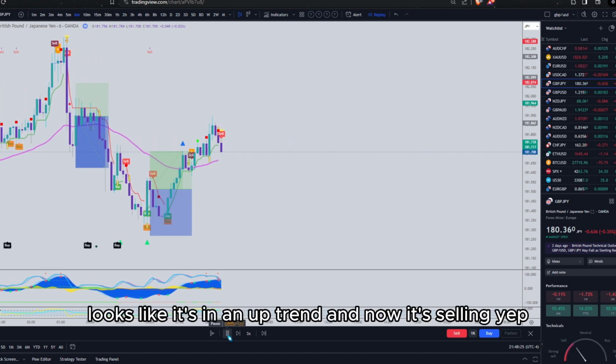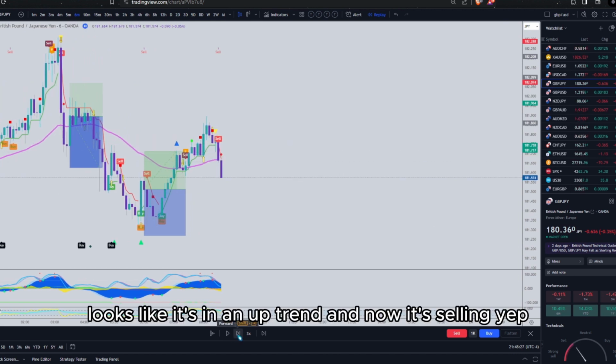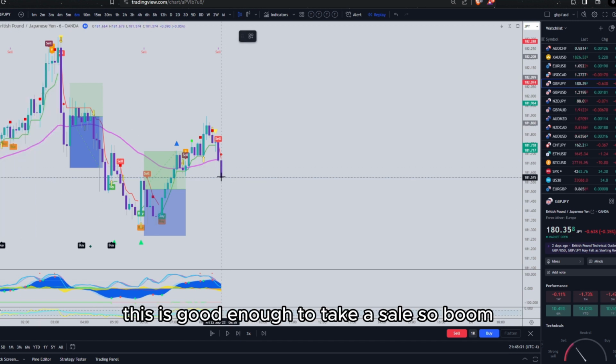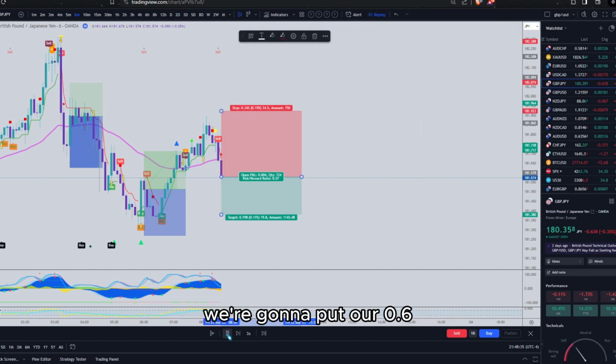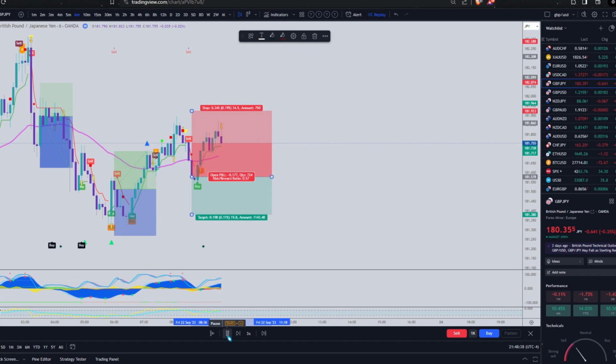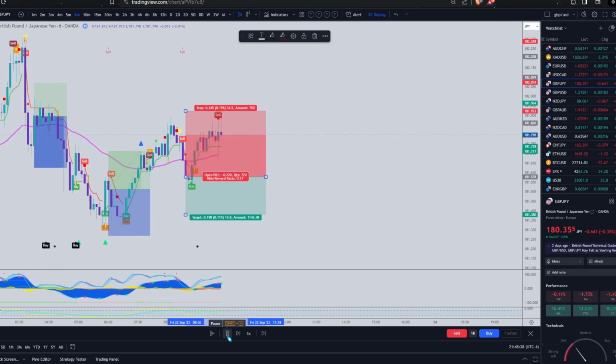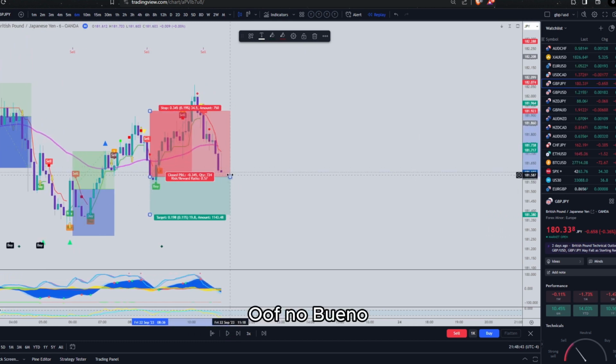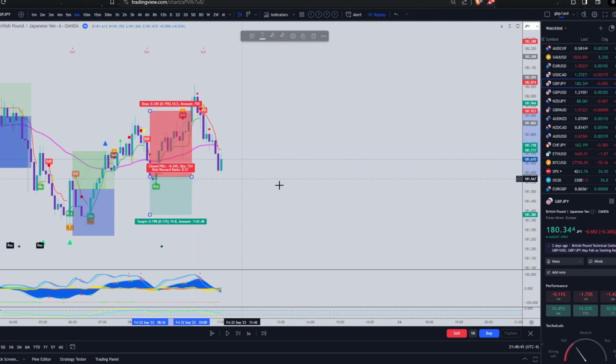Looks like it's in an uptrend and now it's selling. Yeah, this is good enough to take a sell. Boom, we're gonna put our 0.6. Oof, no bueno.